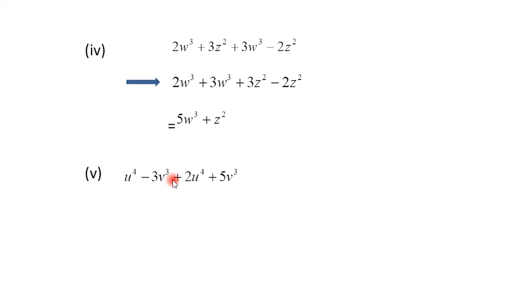u to the power of 4 minus 3v to the power of 3 plus 2u to the power of 4 plus 5v to the power of 3. Note that u to the power of 4 are like terms with this 2u to the power of 4. So when you put them together, like in the following steps, you put u to the power of 4 plus 2u to the power of 4 minus 3v to the power of 3 plus 5v to the power of 3. Now you can add these two like terms, which is 1 plus 2 gives you 3. And negative 3 plus 5 gives you a 2. So the answer will be 3u to the power of 4 and 2v to the power of 3.